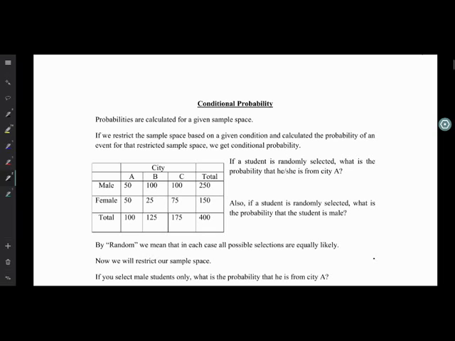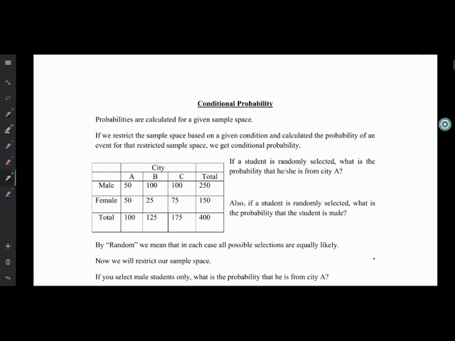In addition to that, we see that among the 250 males, there are 50 who are from city A, 100 from city B, and another 100 from city C. So likewise, the gender, males and females, are divided among the three cities, and also the three cities A, B and C are divided according to the gender. If you can tabulate the numbers like this for two variables, we call it a contingency table. Now we will try to calculate some probabilities.